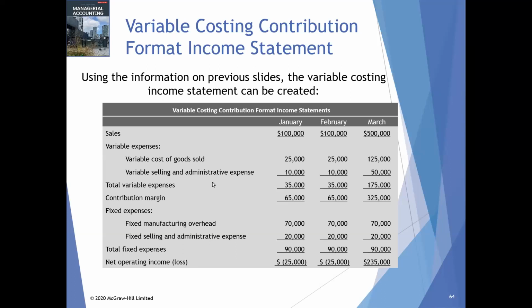Why? We are making the income statement, so we are going to the accounting part, right? The format of the income statement. In the income statement we need to calculate the actual net profit or loss. So here we have 65,000, 65,000, and 325,000 contribution margin, minus fixed expenses in both manufacturing as well as selling and administration expenses that we have calculated here. And this will be a 25,000 loss in January and February, but a profit of $235,000 in March.